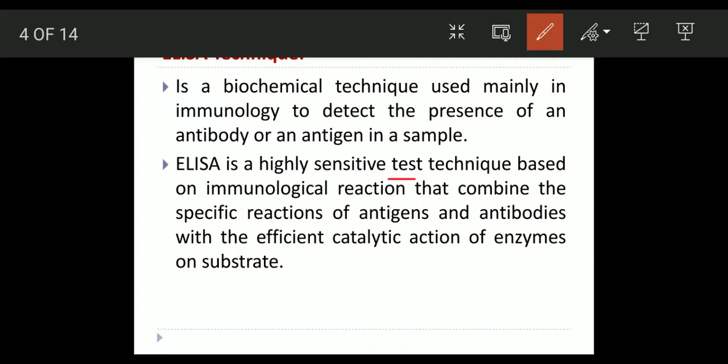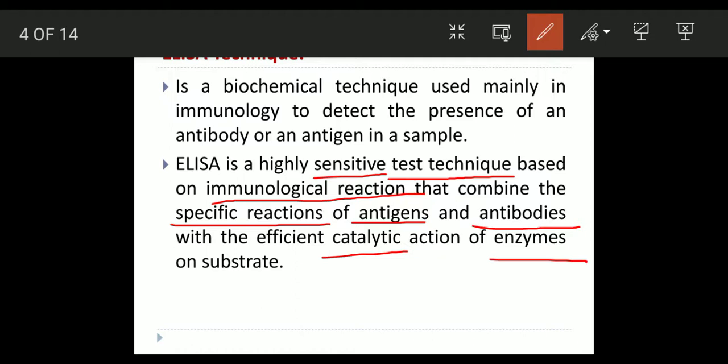It is based on immunological reactions, that is, antigen and antibody interaction. Remember guys, it is a very specific reaction, combined with the efficient catalytic action of enzymes on substrate. This is the idea here. What happens is, in the ELISA test, a particular antigen or antibody labeled with enzymes is used.